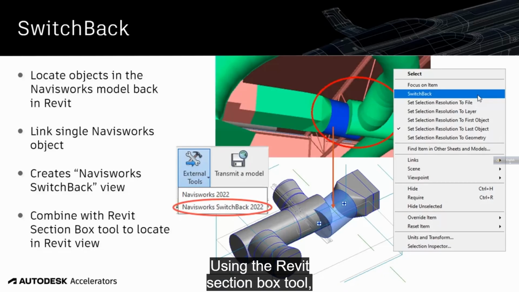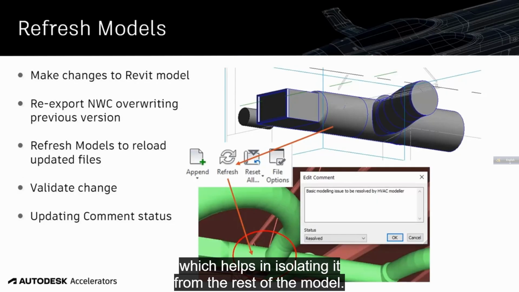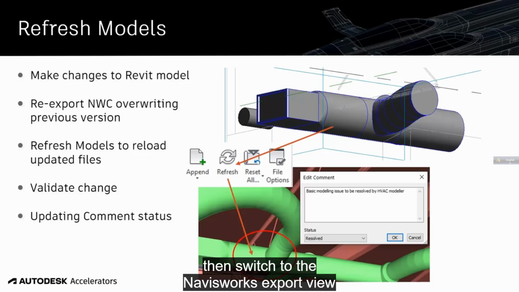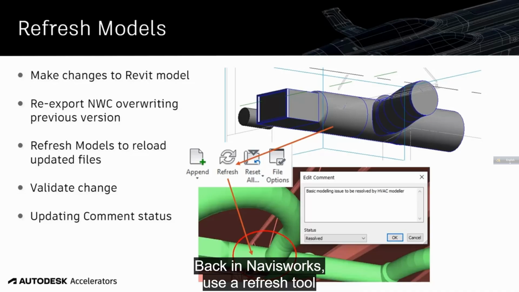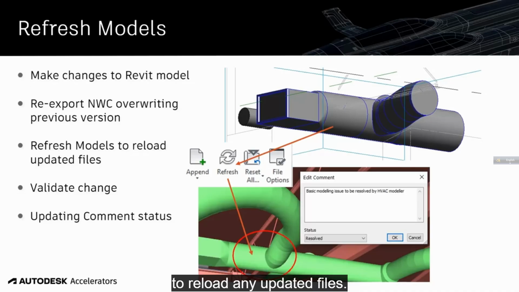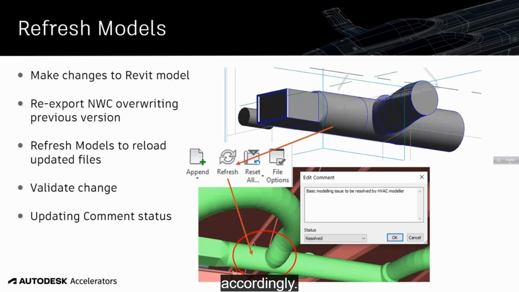Using the Revit section box tool, we'll create a section box around the selected object, which helps in isolating it from the rest of the model. Once the issue has been located and isolated in Revit, make the necessary change to fix the issue. Then switch to the Navisworks export view to export an updated model overriding the existing NWC file. Back in Navisworks, use the refresh tool to reload any updated files, review the change, and update the viewpoint comment status accordingly.